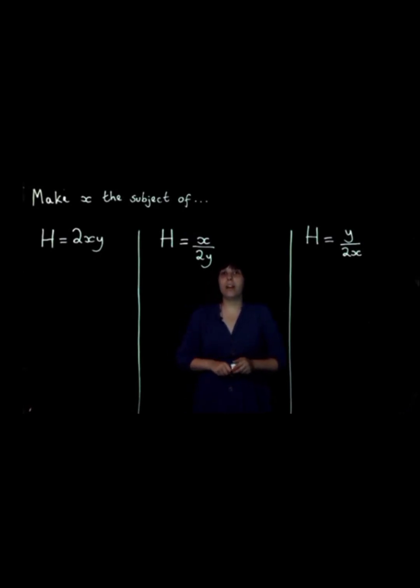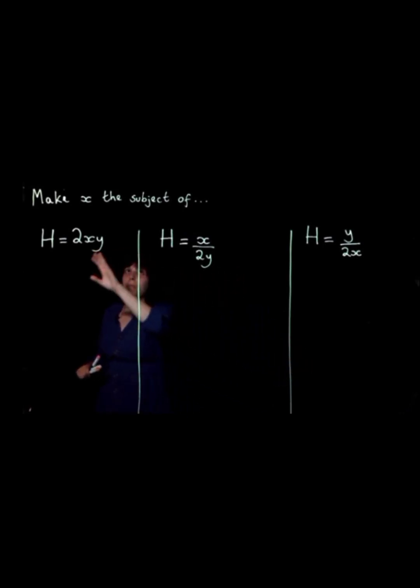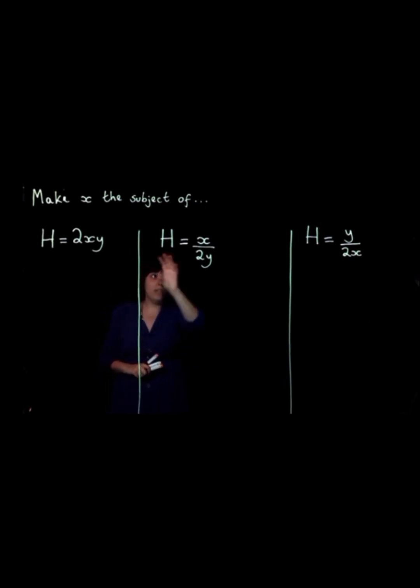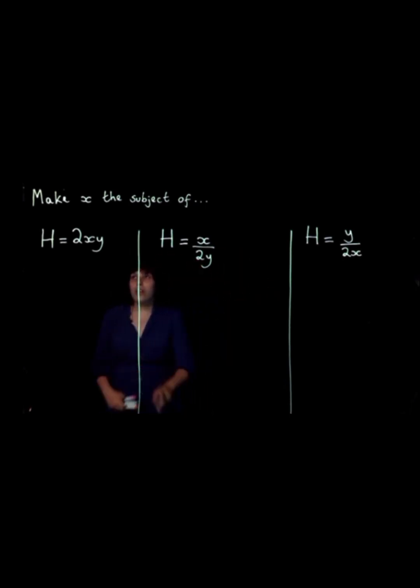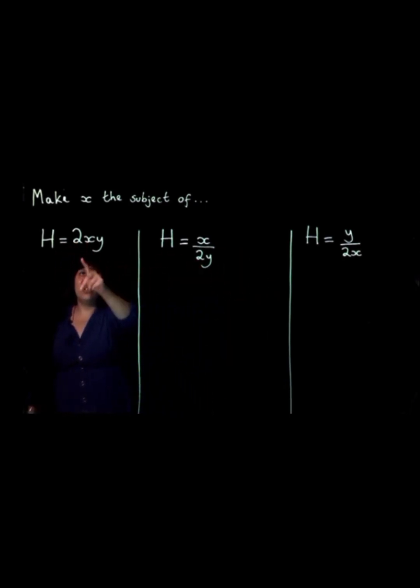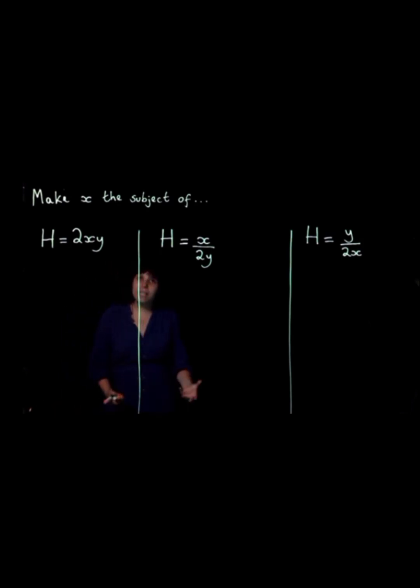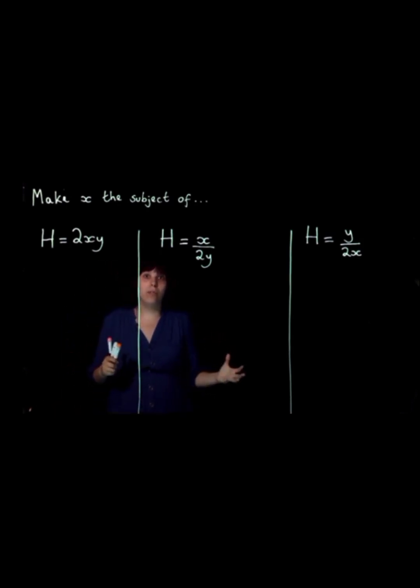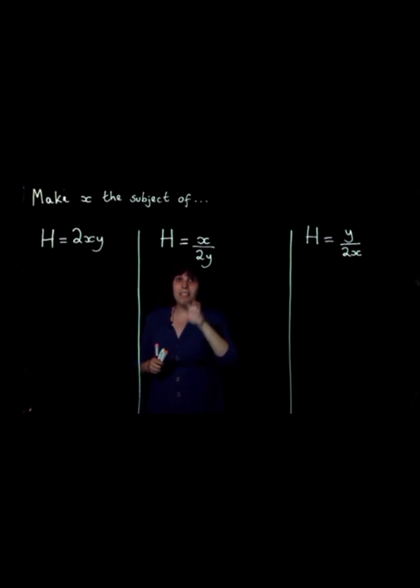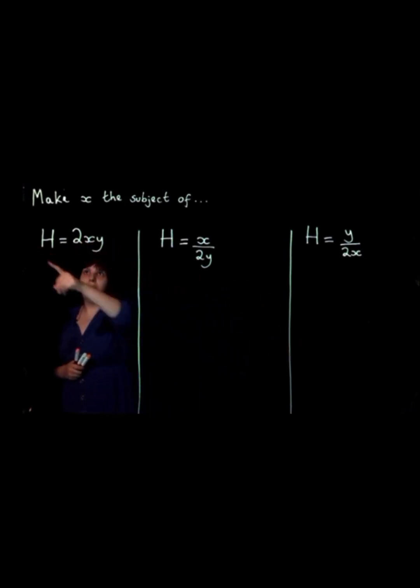In this video, we're going to be rearranging formula, and we're going to make x the subject of all these equations. So in the first one, we've got h equals 2xy. Now, when we say make x the subject, what we mean is we want to get x on its own at the end. So we want x equals something. So I need to look at this.